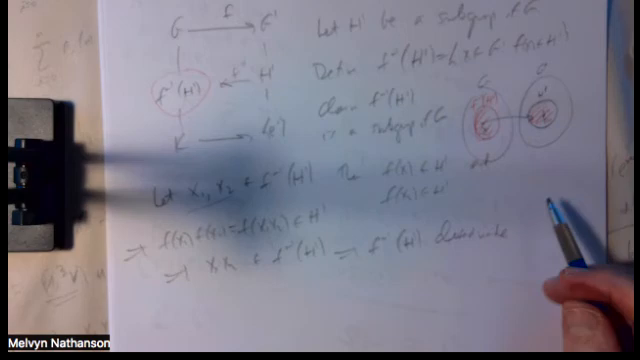But F of X1 times F of X2 — H prime is a subgroup, so it's closed under multiplication, but F's a homomorphism. This is F of X1 X2. This is in H prime, which means X1 X2 is in F inverse of H prime. So if I take two different elements, X1 and X2 in F inverse of H prime, the product is in F inverse of H prime. So F inverse of H prime is closed under multiplication.